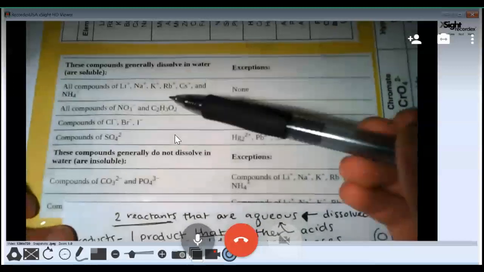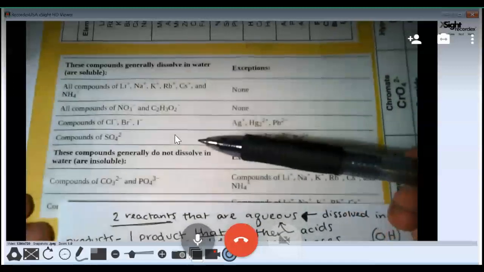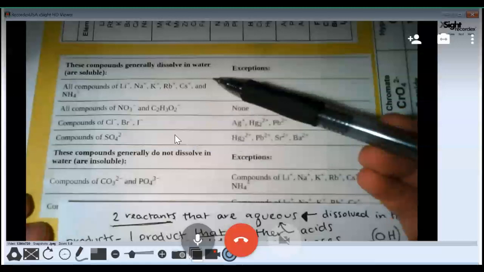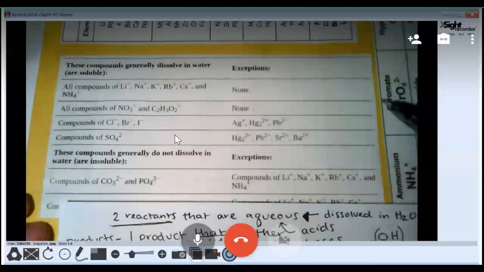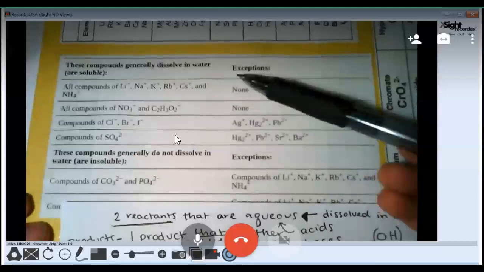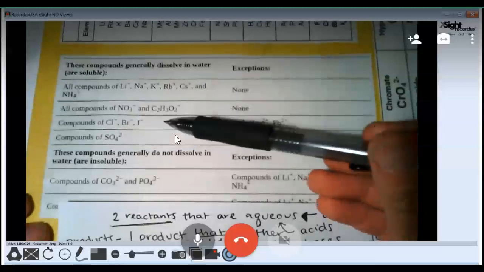So I have copper chloride. So I need to look down the sheet and figure out where it says something about either copper or chlorine. So what's the first rule that talks about either copper or chlorine? Like rule 1, rule 2, rule 3, rule 4.